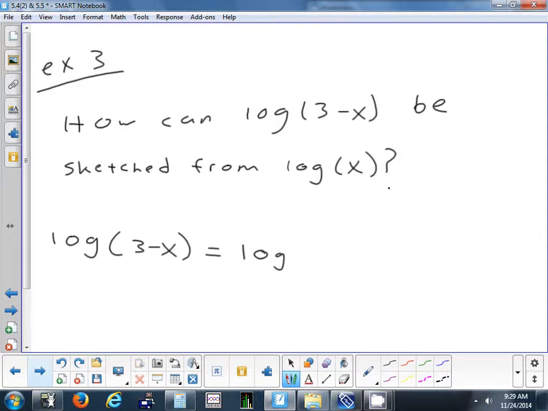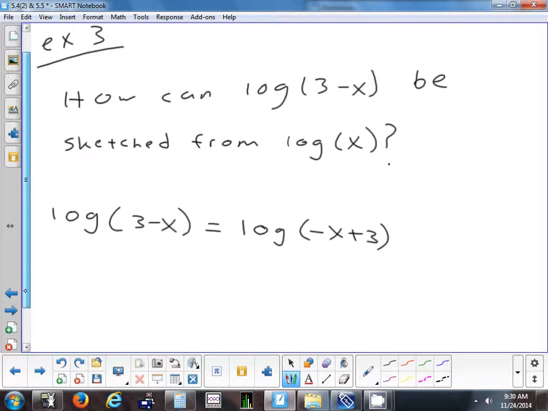So what did you say about the argument? Go ahead one more time. A 3 minus x? Yeah, I don't like the 3 minus x. How can we fix that? Negative x plus 3. Yeah. To me, the two transformations are clearer now. Okay?